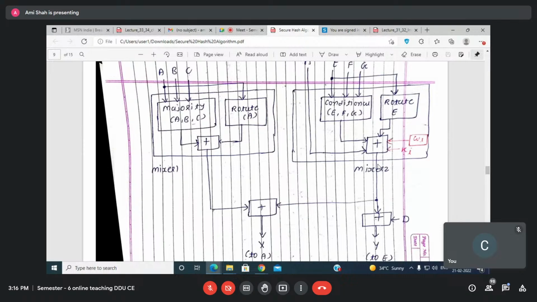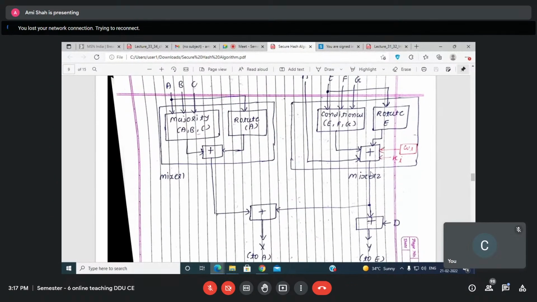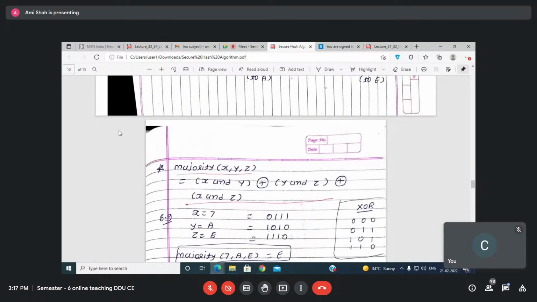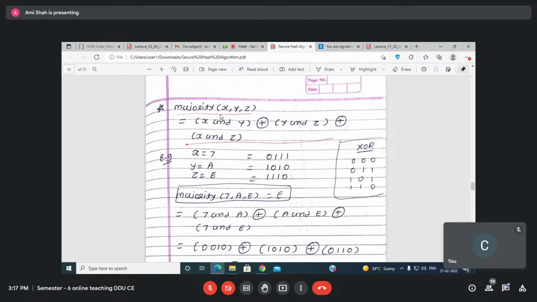So how to find this majority of ABC? What is the equation for this? Let's say instead of ABC I am taking XYZ. The equation is (x and y) xor (y and z) xor (x and z). This type of equation you have to remember, as this type of question may be asked in the exam. Now let's say x is taken as C1, y is taken as A, and z is taken as E. First you have to write down the binary of it.